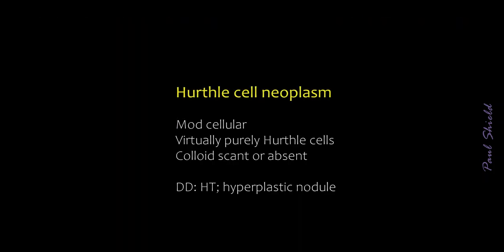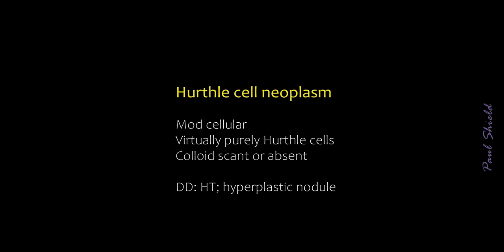So typical findings really are moderately to highly cellular specimens, and you want to see virtually a pure Hurthle cell population. So Hurthle cells can be seen in benign conditions as well. If they're seen mixed in with, say, macrofollicles and colloid, then that's typical of hyperplastic nodules, say in multinodular goiter. If there's lymphoid cells present, you have to eliminate that. They could be Hashimoto's thyroiditis.